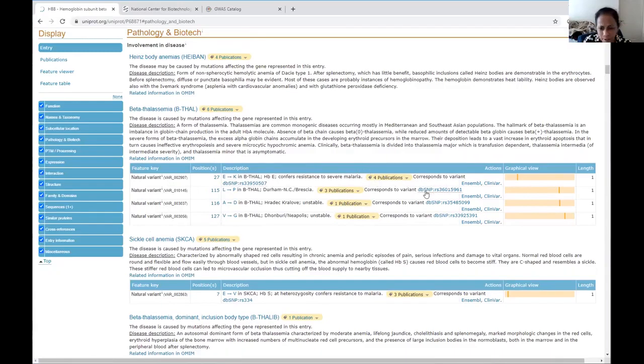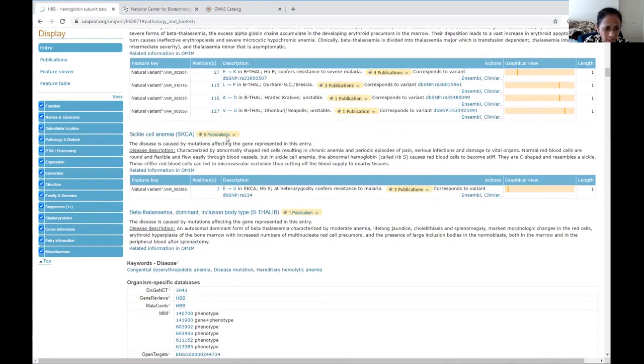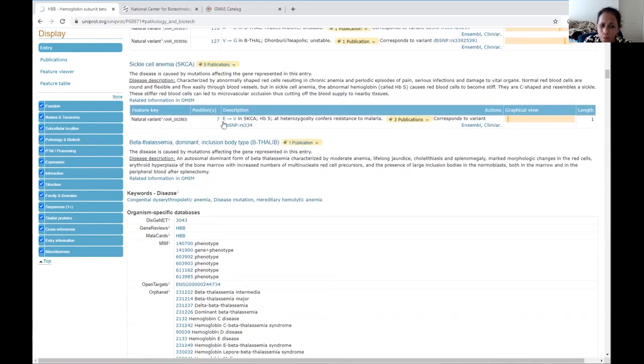And of course, it is connected to this. If you want to get more information, it is connected to a database at NCBI. I'm not going to click right now. We are going to go there. We are also going to go here, and I'll show you all this. So this is a lot of information. Now, this is sickle cell anemia. You already know what causes sickle cell anemia, and look at that. It is telling you here that the natural variant is glutamic acid to valine, and these are all the publications.